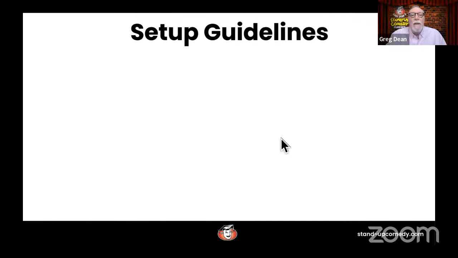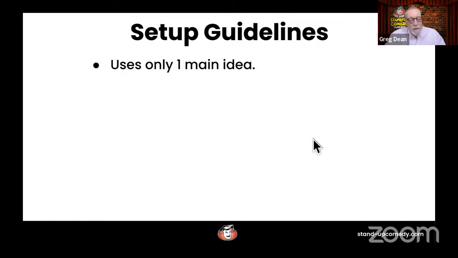okay, so these are the setup guidelines. Setup guidelines. Okay. Now, these are guidelines that are part of my classes. I've not really put them out there on video or to the public in general before. So here they are. Here's the setup guidelines.